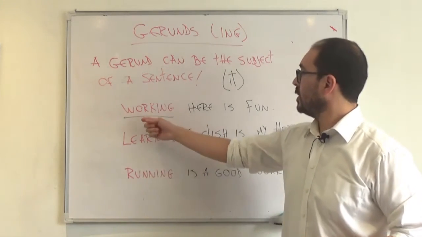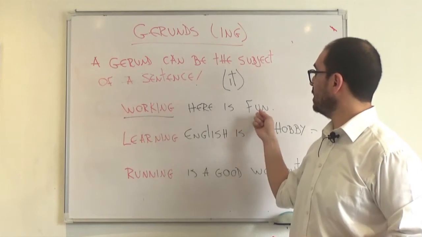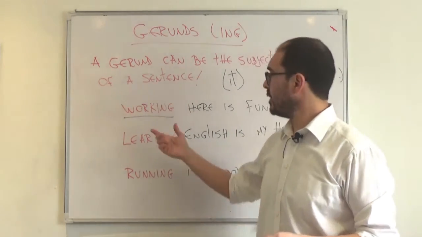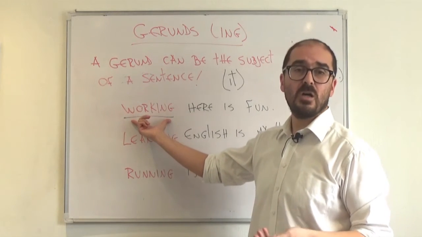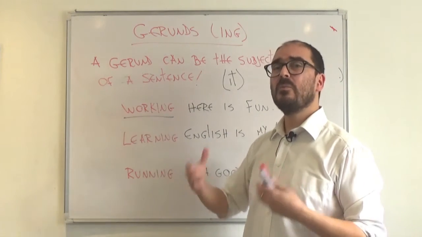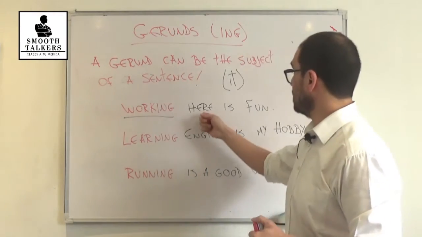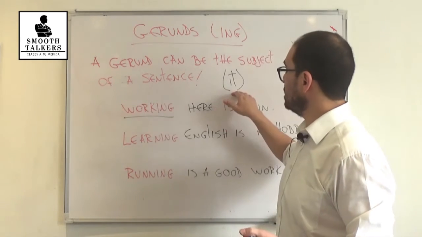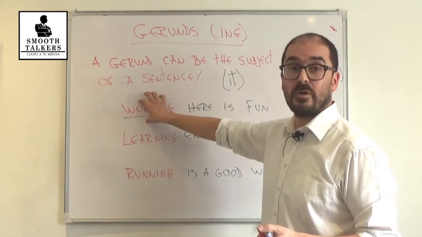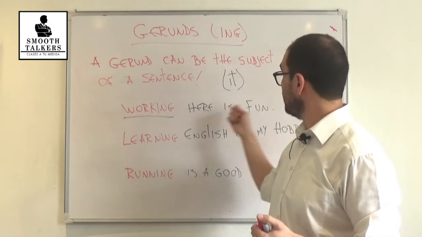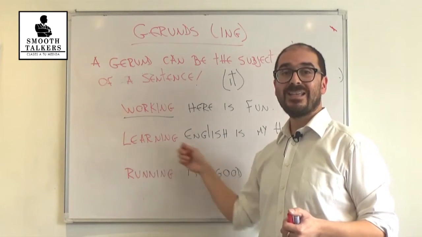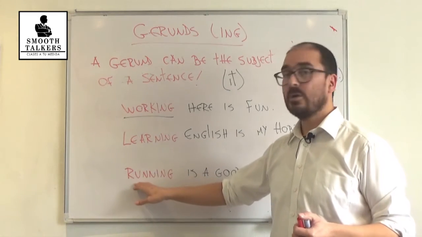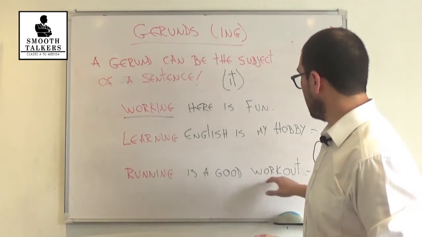So, working here is fun. Think about this. We could say to work. But when we talk about the idea of a job using the word working, we're making it real. And since it's something fun, it's also something concrete. Okay? So in this case, it, working. Working here is fun. Same thing. Learning English is my hobby. Or running is a good workout.